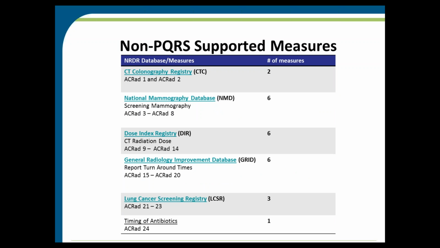Let's spend some time looking at the non-PQRS supported measures a little more in depth. Each registry is outlined here in your first column. We show you the measure numbers. I got a lot of calls where people say, I want to report ACR 7, 15, and 16. So I have my little cheat sheet that I keep at my desk, and I decided to share it more broadly in a graphical display to show you how many measures are available in a given registry. As you can see, the DIR, the NMD, and the GRID registries all have up to 6 measures that you can select for PQRS reporting.